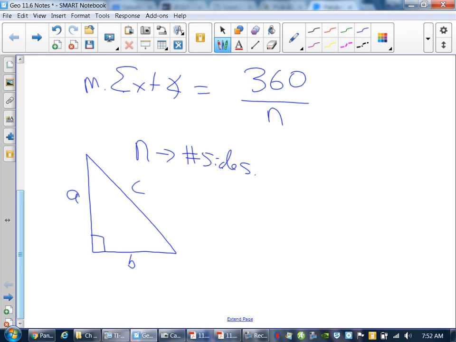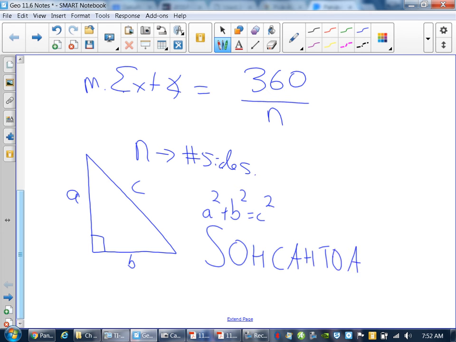What is a squared plus b squared equals c squared? What does that stand for? Pythagorean theorem, okay? That also means we could do this. Okay?